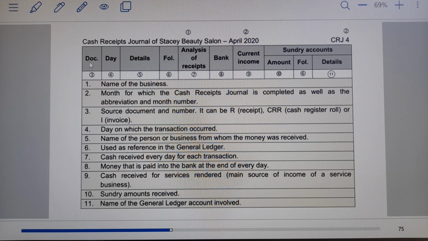And number 3 says Doc. It is the source document. Remember, the source document can be the receipt, can be the cash register roll, and they say even an invoice.